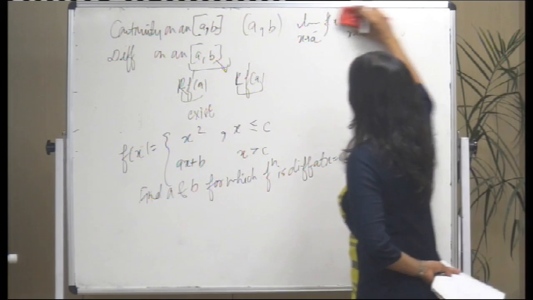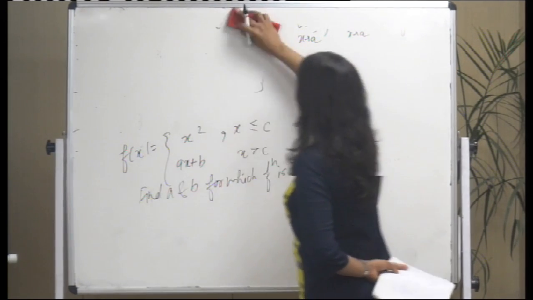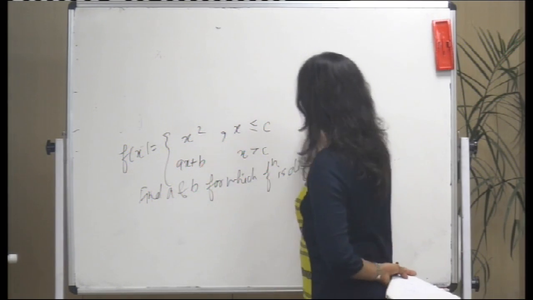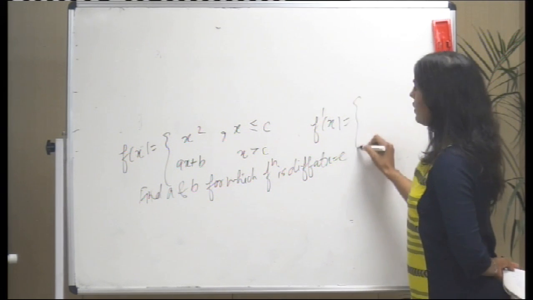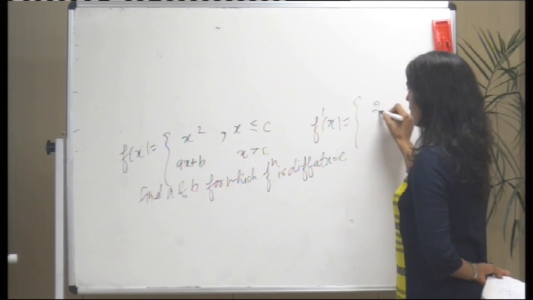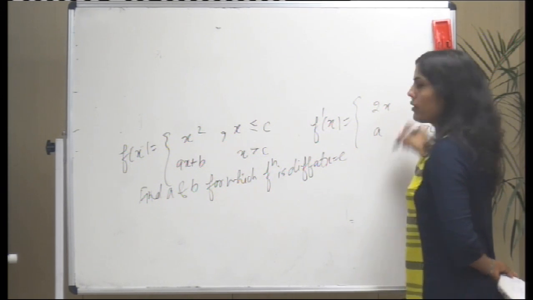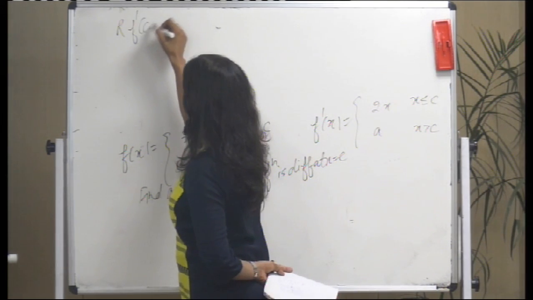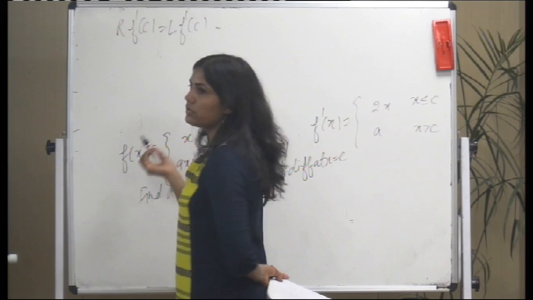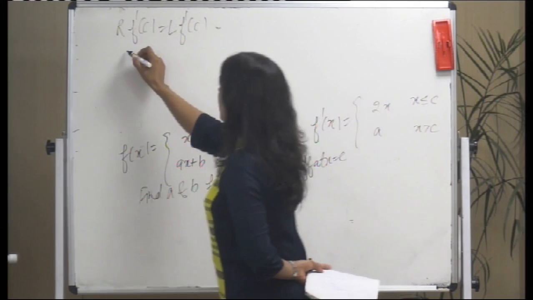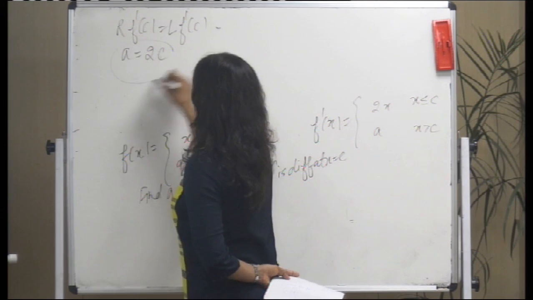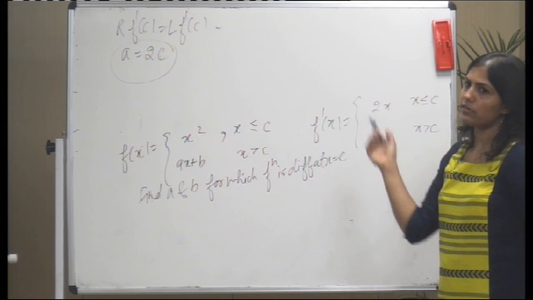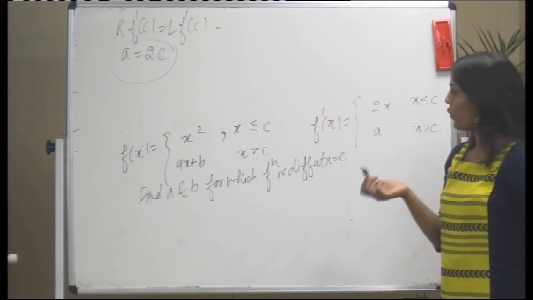So first thing, what do we do? Only the definition you will apply. Direct derivative will be 2c, and the other derivative will be a. It means at c the right hand derivative will be equal to the left hand derivative. This is the condition. So 2c will be equal to a, very simple. How do we find b now? Because we have only one condition, and with the help of that condition we are getting a only. How do we find b now?